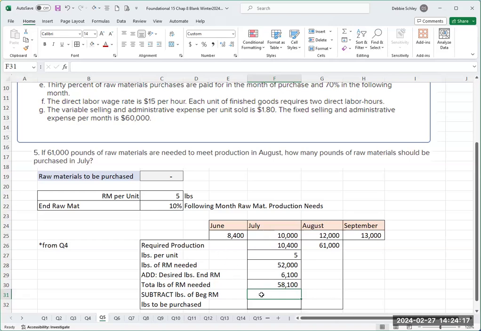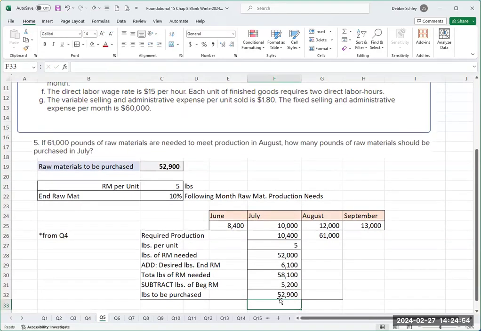I know this is going to confuse some people, but essentially the beginning is going to be June's ending, right? And they want ending to be 10% of the following month's raw production needs. So it's going to be July's needs times 10% equals the beginning. So I take the need minus what I already have on hand, and that gives me how much to be purchased: 52,900 pounds.